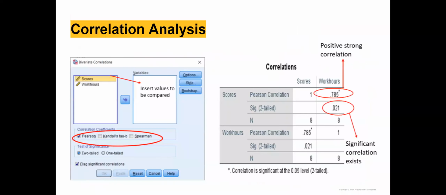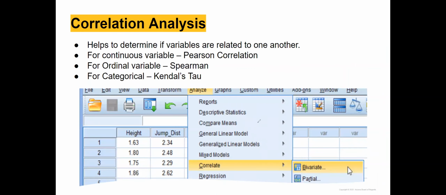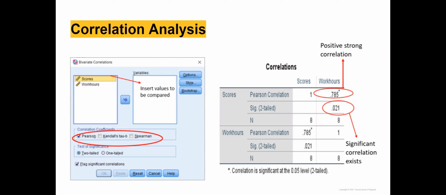So again, you go to analyze, you go to correlate, and you select bivariate. Since you're comparing two variables, you select bivariate. So analyze, correlate, and then bivariate. And once you select that, you select the correlation coefficient you want to do. As we discussed, for different types of variable, you'll have a different correlation coefficient: Pearson, Spearman, or Kendall's tau.